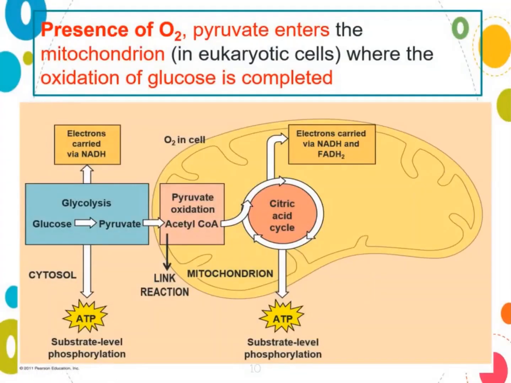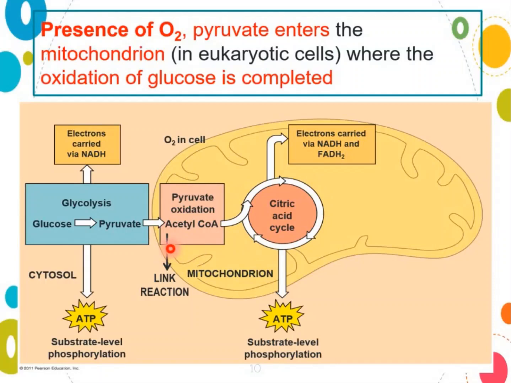So from one glucose molecule, there are two molecules of pyruvate produced during the glycolysis process. So the pyruvate then enters the mitochondria to continue the Krebs cycle or citric acid cycle. The pyruvate enters the mitochondria in the presence of oxygen, and the pyruvate must be converted to acetyl-CoA, then only can enter the Krebs cycle. So this reaction is known as the link reaction.